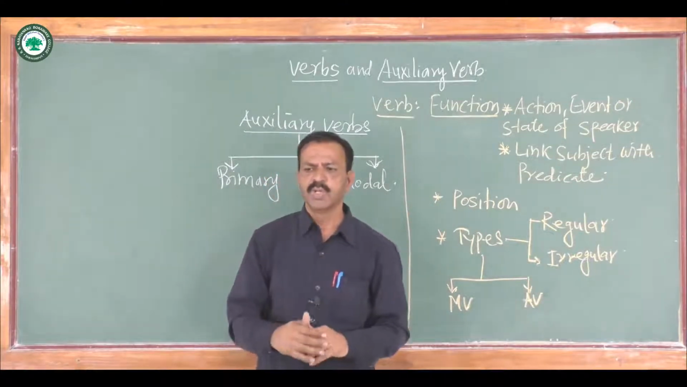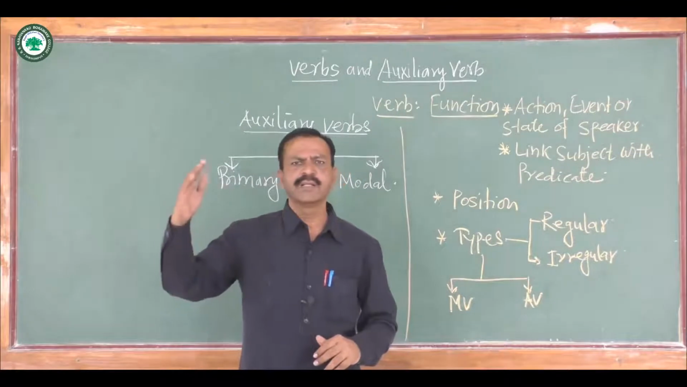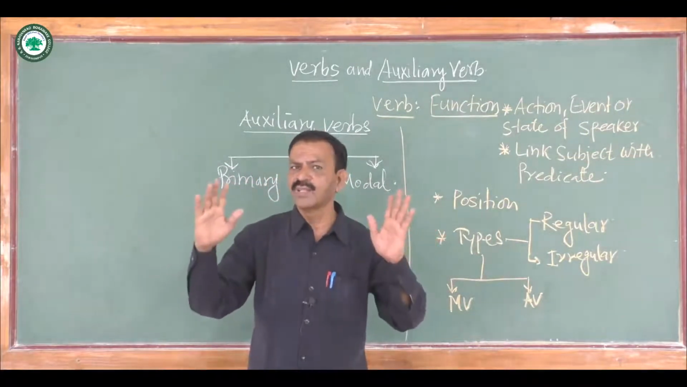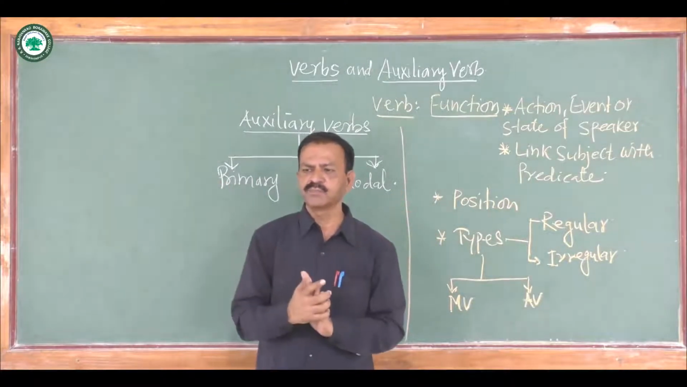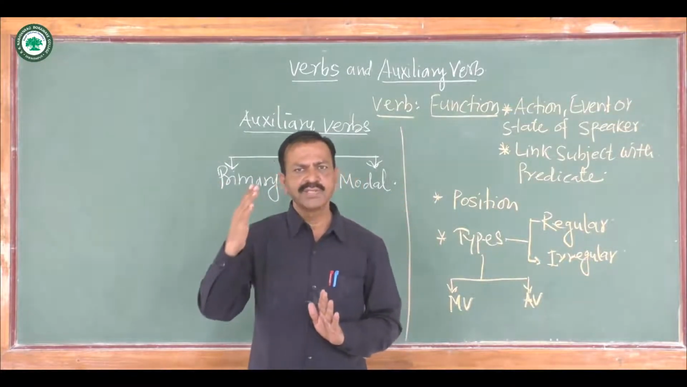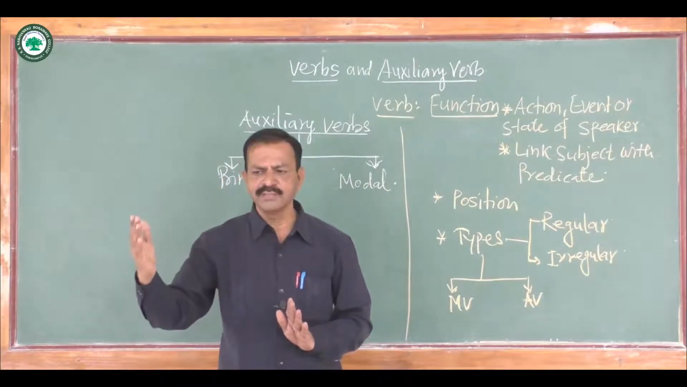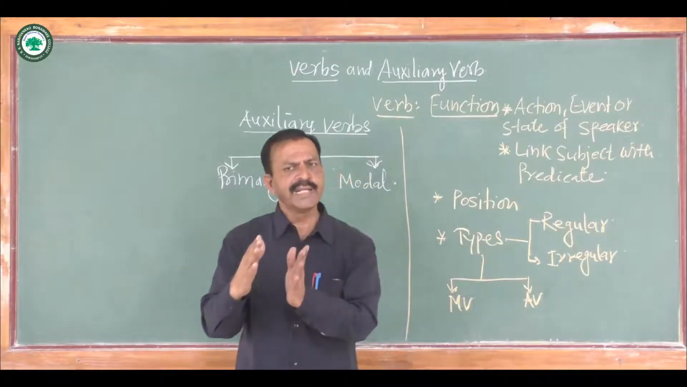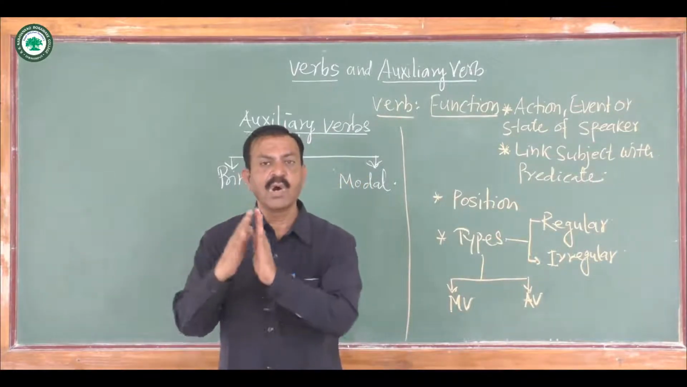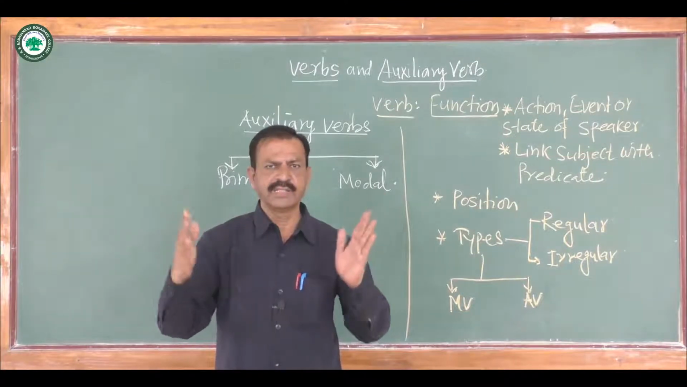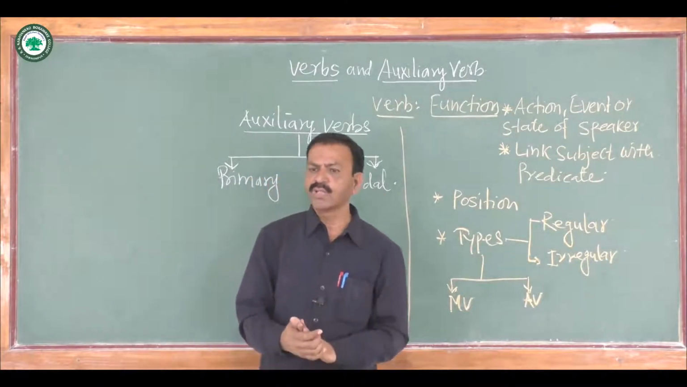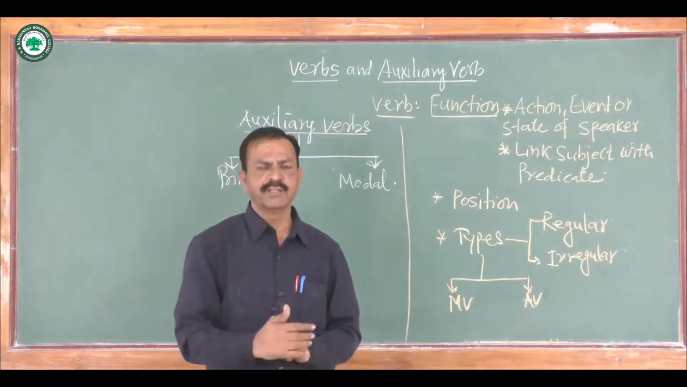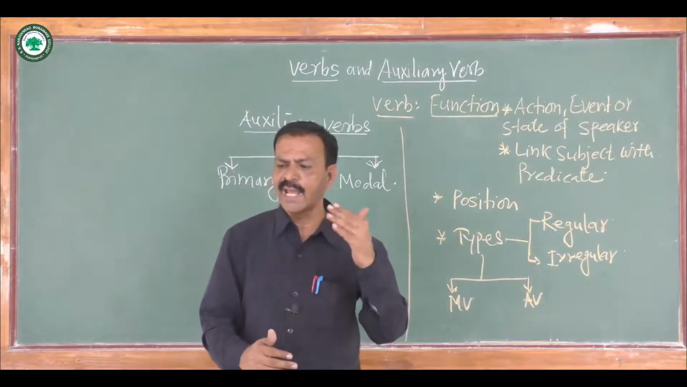The third category is that the base form, past tense and past participle are completely different. For example, go, went, gone. There is no connection. No two forms are similar or the same. Or sing, sang, sung. Or do, did, done. All three forms are different.